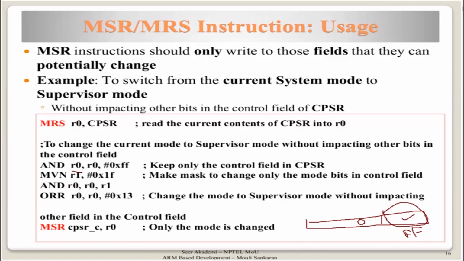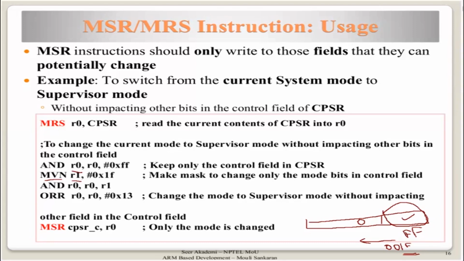Now I am using R1 here and doing an MVN with 1F. By now you are familiar with MVN. Whatever is given here is inverted and then copied into R1. That means the lower 5 bits of 1F are set to 1, and the rest of it is all 0. So only the lower 5 bits, which correspond to the mode bits of the CPSR.